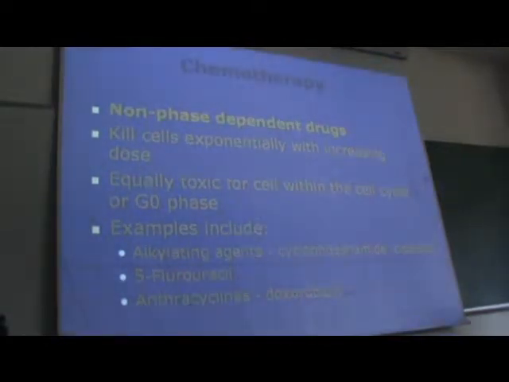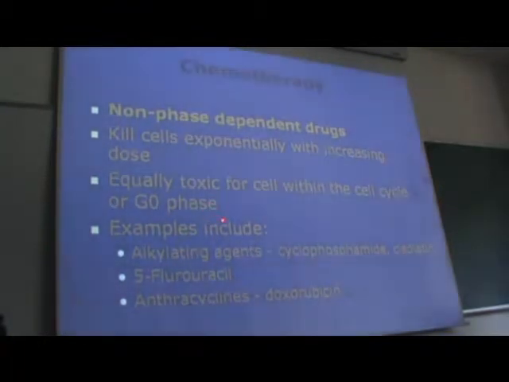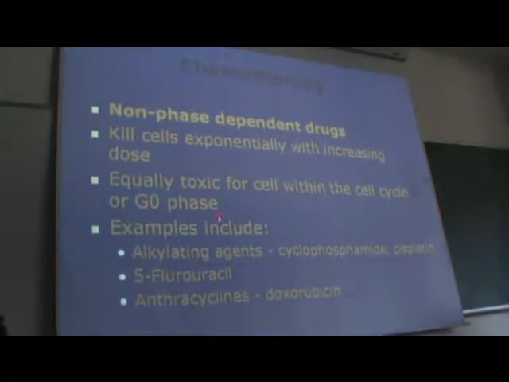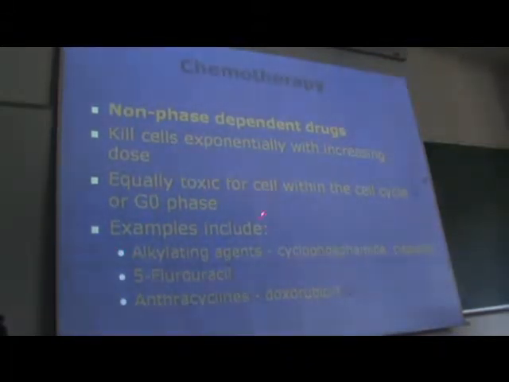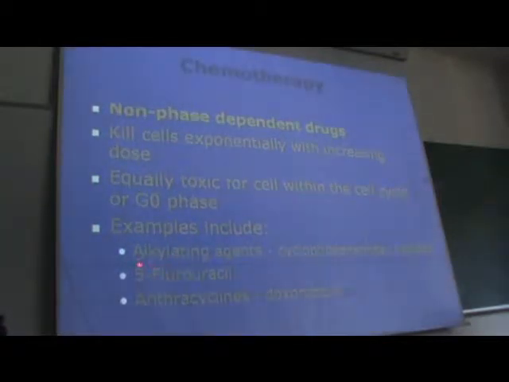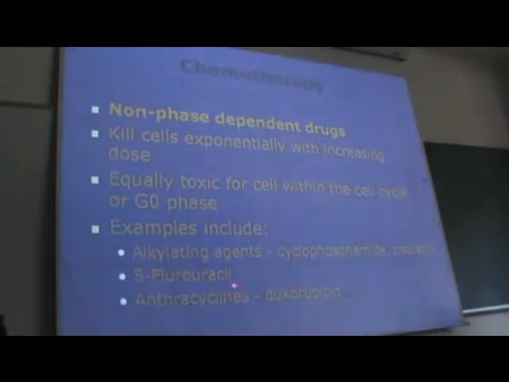Those who are not phase dependent work on cells while they are growing in the cycle, or in the resting phase, or resting cells in G0. Examples of these chemotherapeutic agents are the alkylating agents, cyclophosphamide, platinum, 5-fluorouracil, and anthracyclines, mainly Adriamycin or doxorubicin.